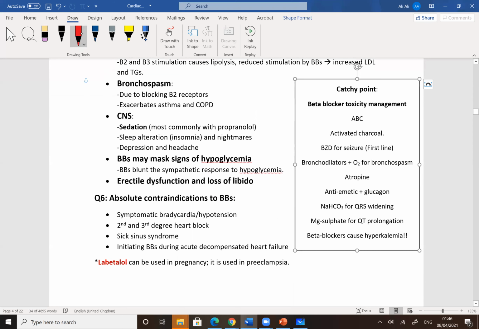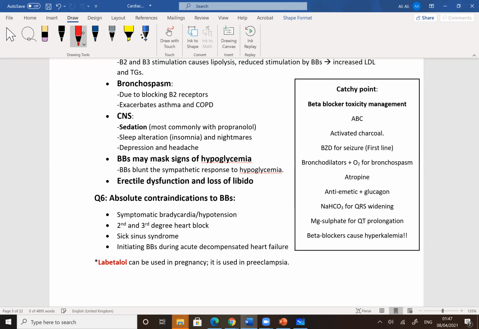CNS, we haven't talked about the CNS. Beta blockers have CNS manifestations. Okay, sedation. Almost all, most beta blockers cause sedation. What is the most sedative beta blocker? The most sedative beta blocker is propranolol. Memorize this. The most sedative beta blocker is propranolol. Beta blockers may also cause depression and headache, sleep alteration and insomnia, nightmares.